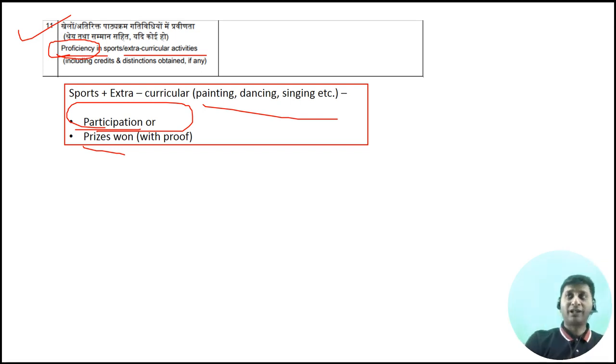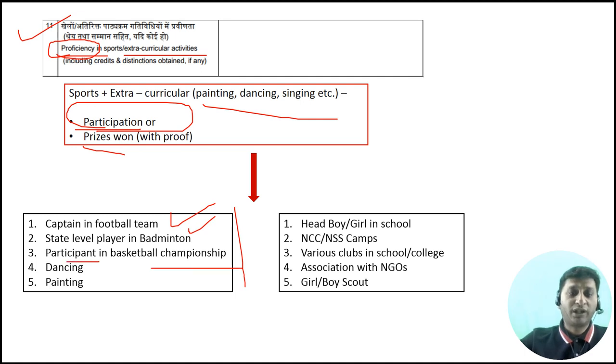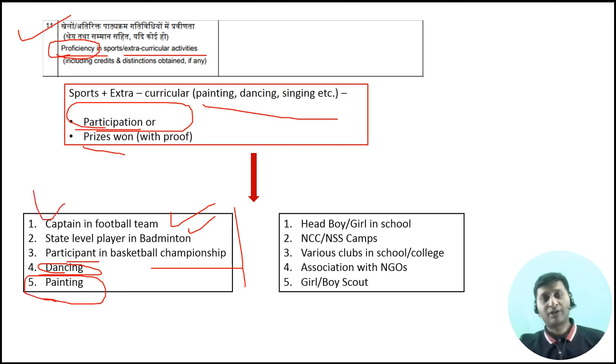The point number 10 and point number 11 here, many people are confused as to what to write and what not to write. So here are some examples that you can write. Say you were captain of your football team, state level player in badminton. So this is all about participation, they have not won anything, but they participated in basketball. They did some dance training, some painting activities and all that with proficiency, not just time pass.